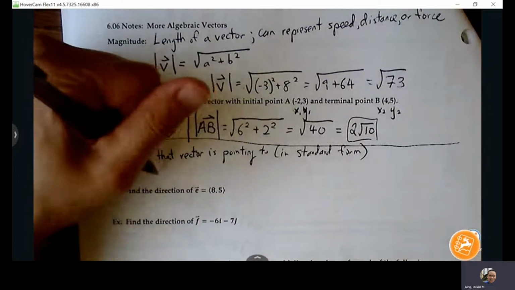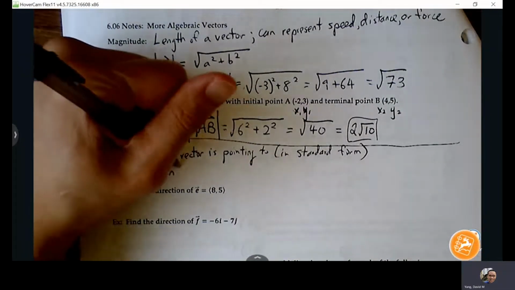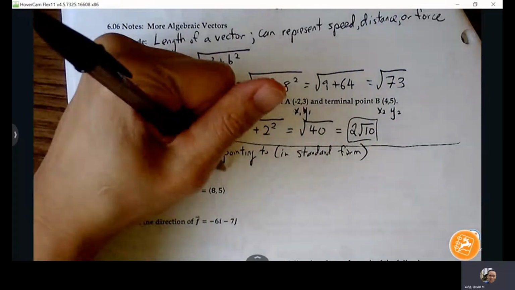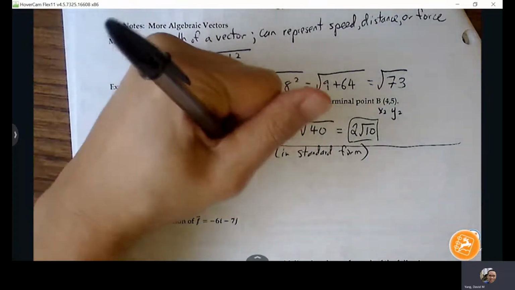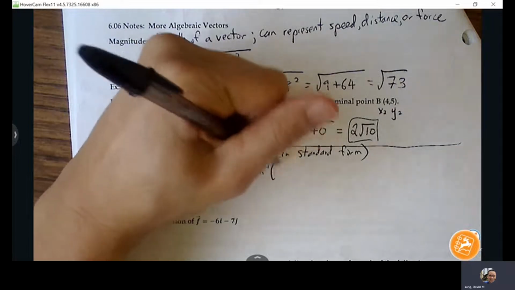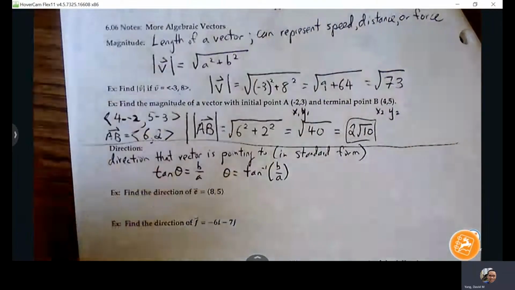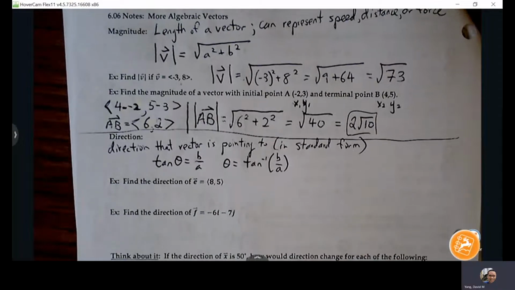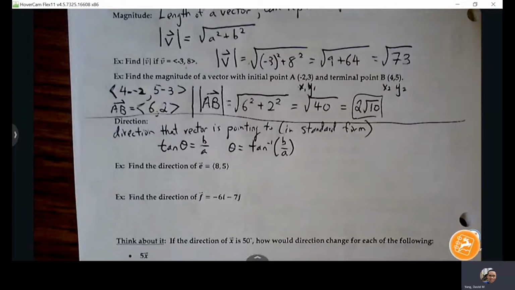Okay, and direction, we've been working with this from before. Now we're just putting it all together. Tangent of theta is equal to b over a. So we know that theta is inverse tangent of b over a. Okay, and we know that we have to make some adjustments, right? Second and third quadrant, you have to involve 180. Fourth quadrant, you have to subtract 360.